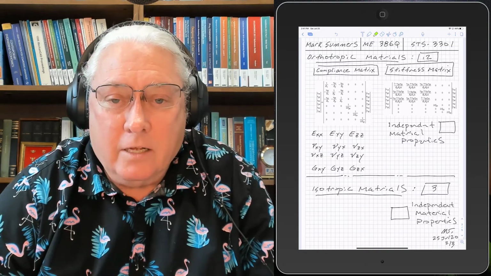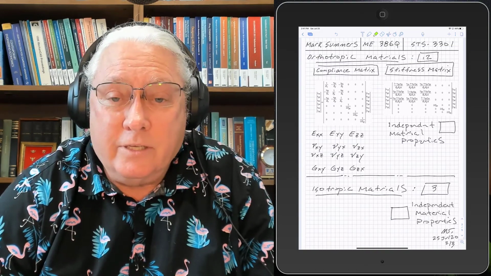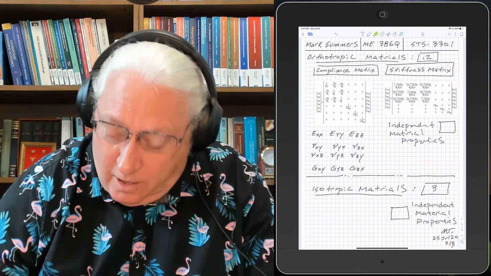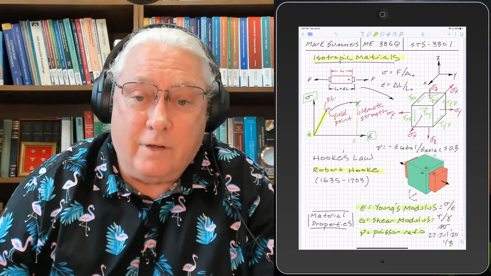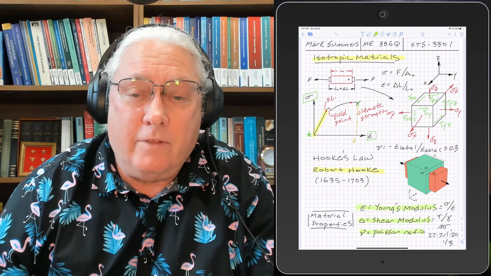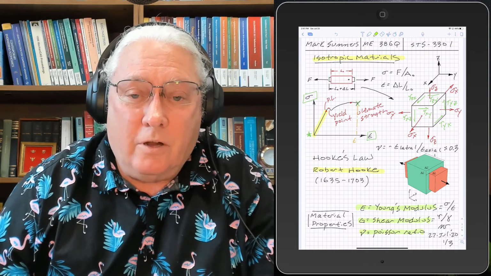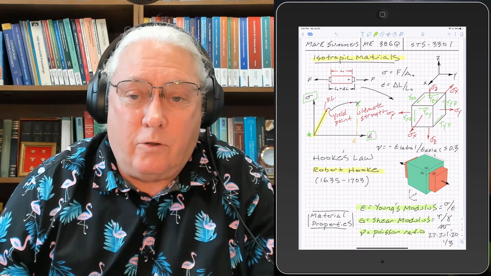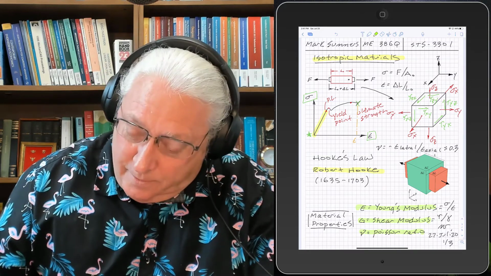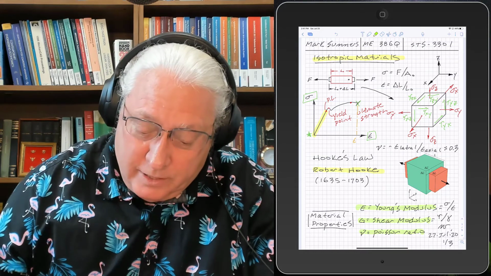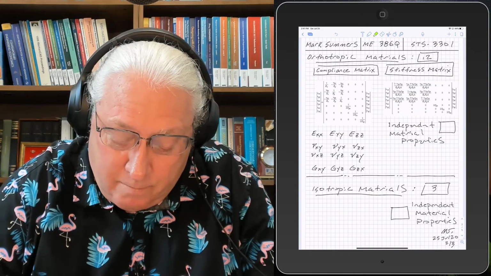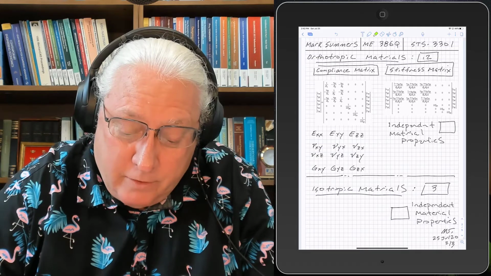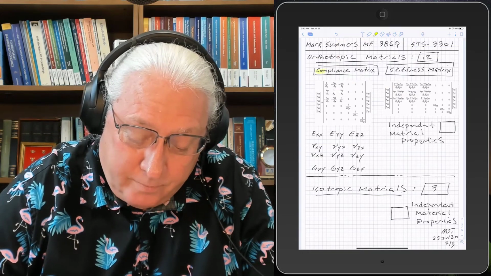So if we take our Hooke's law equations and use them on our stress element that we drew last time, in general we could have loads in all directions. And so we've got all of our different stress elements. If you write that down in matrix form, you can get these matrices here. So the compliance matrix is the first one we'll talk about.